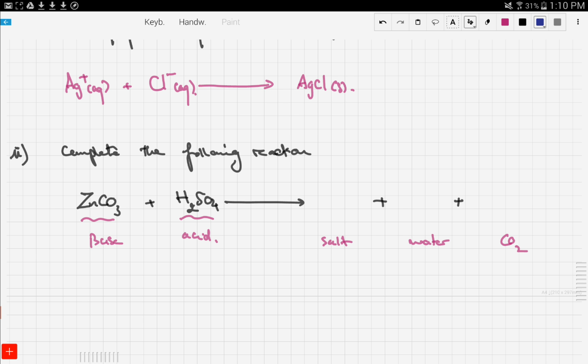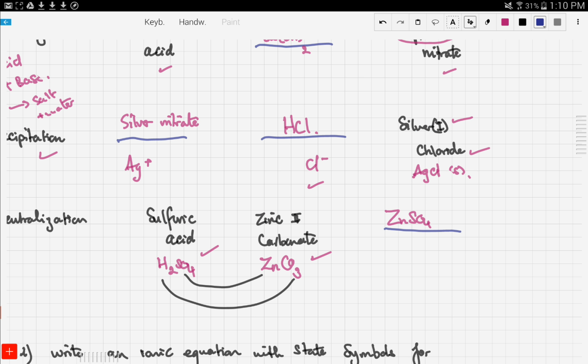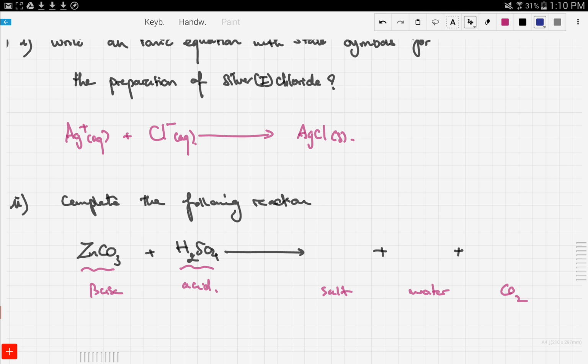So let's see. Previously in the table, we said that the salt is zinc sulfate, so that's our hint. So zinc sulfate, that's the salt. Then we have the water. Then we have the carbon dioxide gas. And you need to make sure that this equation is balanced. In this case, it's not balanced. You need to balance this.